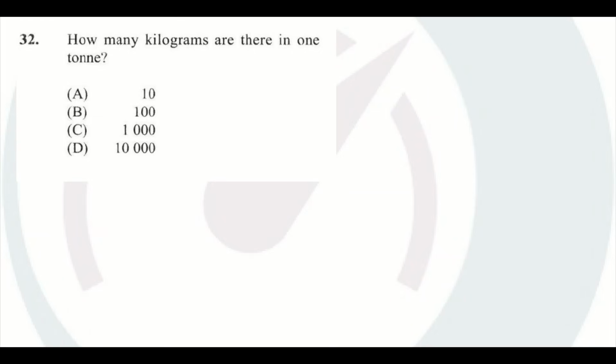Question 32 says, how many kilograms are there in 1 ton? Now, this is just automatic knowledge. 1 ton is equal to 1,000 kg. So you can just swap that. So therefore, answer is going to be C.